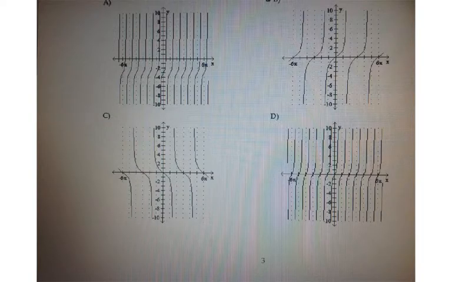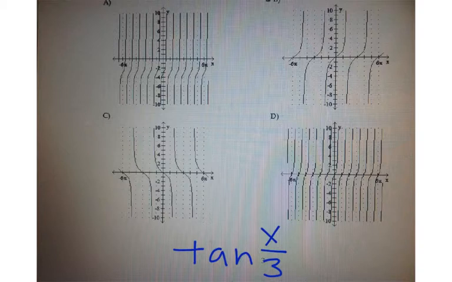Alright, let's do another example. This time, we're going to look at the tangent graph. So let's figure out which one of these is equal to tangent of x over 3. Now, of course, these values aren't really listed as well as they could have, but it should be pretty obvious that if this is negative 6 pi and that's 6 pi, then every one of these tick marks must be pi. 1 pi, 2 pi, 3 pi, 4 pi, 5 pi, 6 pi.